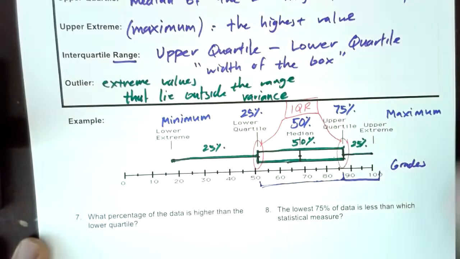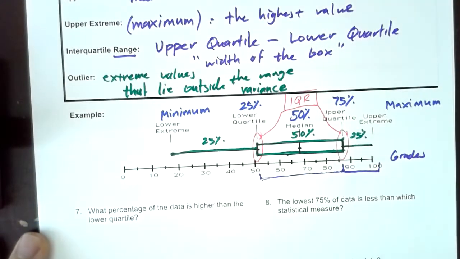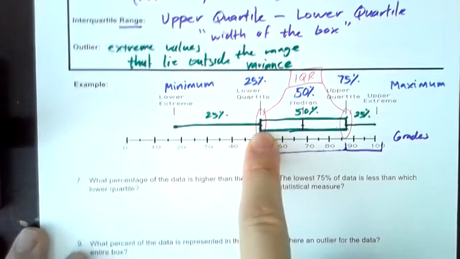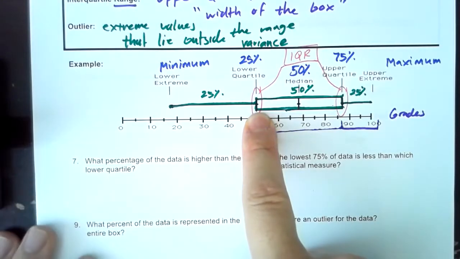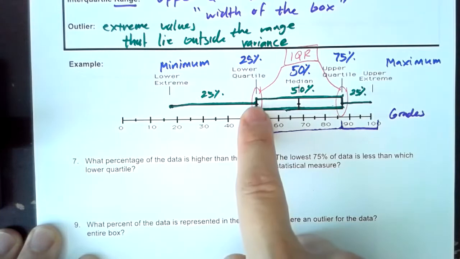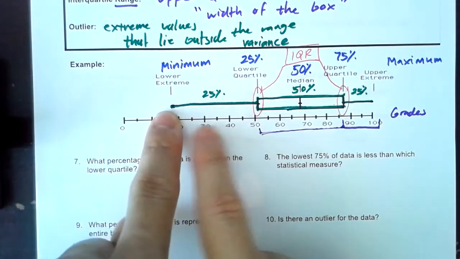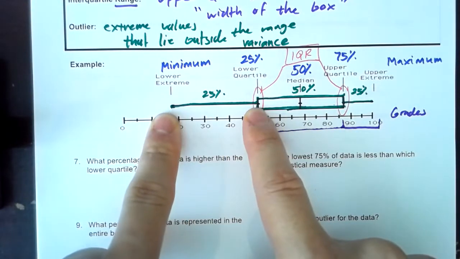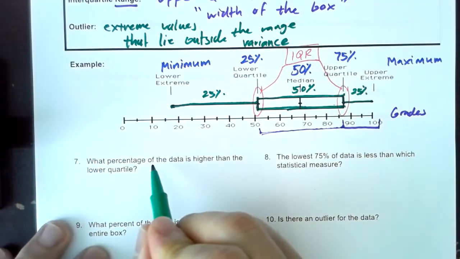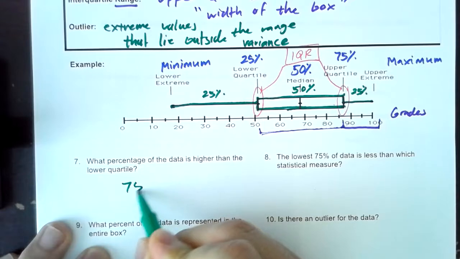All right, let's go. So it says, what percent of the data is higher than the lower quartile? Well, since the lower quartile is at the 25% mark, class, do we realize that there still is 75% of the data left, right? Let's say the data starts from here. You go all the way to the lower quartile. Well, that's only 25% of the data. So what percent of the data is higher than the lower quartile?